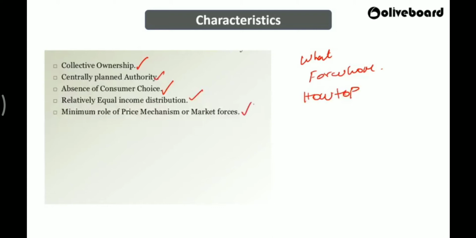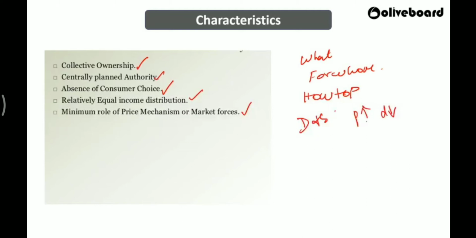Next one is minimum role of price mechanism or market forces. Guys, understand market forces is nothing but demand and supply. Price mechanism means, guys, whenever demand increases and supply remains the same, the price may go up. If the prices are going up, again demand will come down, supply will increase. So what will happen? Based on that price, your demand and supply will get adjusted and automatically your market will be adjusted. Say for example, if price keeps on increasing, then demand will come down.